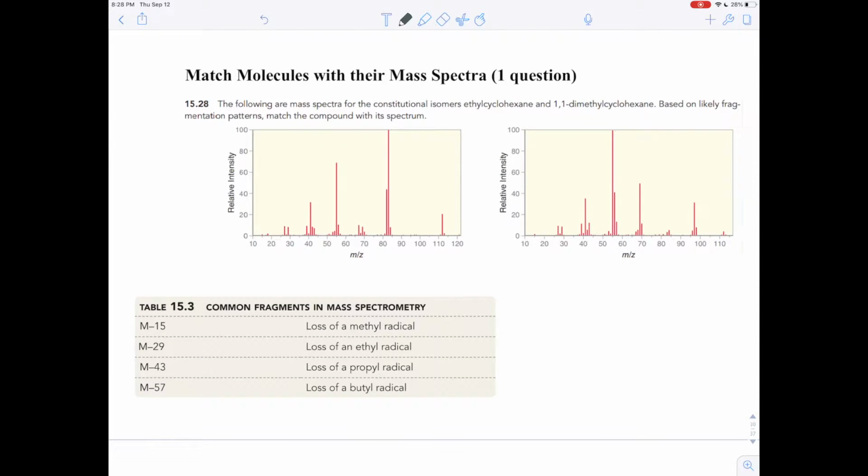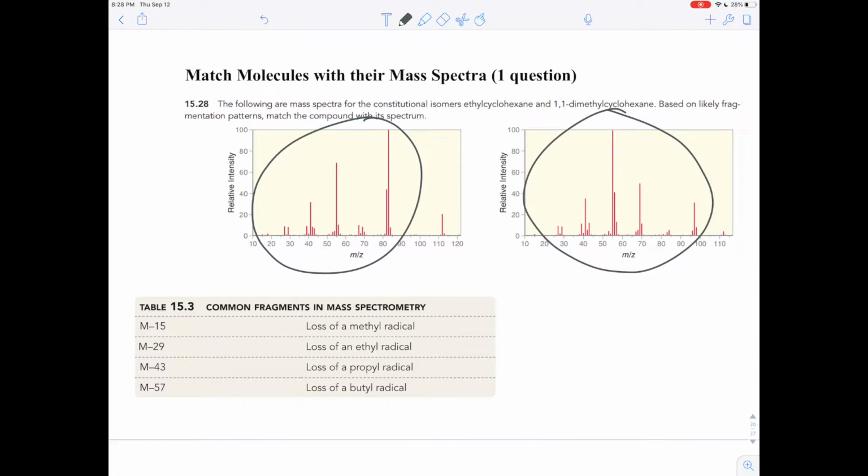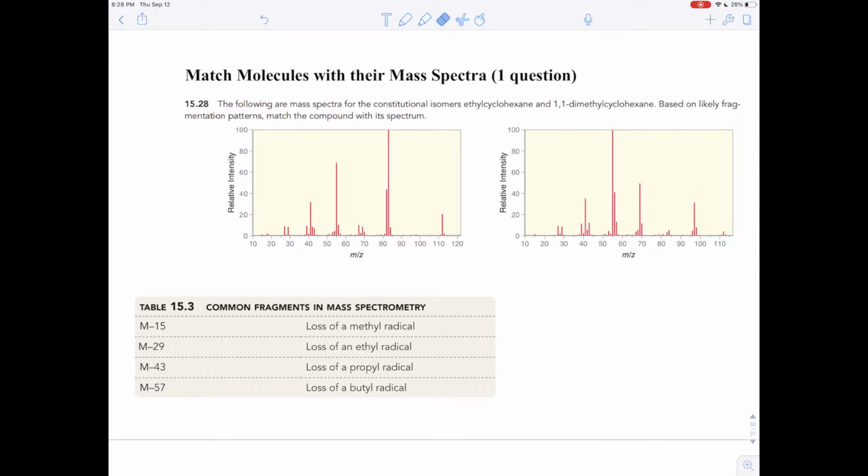Even if two molecules have the same molecular mass, and so have the molecular ion peak in the same place, you can still use mass spectrometry to tell the difference between them, because the fragmentation pattern of the rest of the peaks will be different in the two molecules. And so you can tell what sort of branches might have come off of different molecules in order to produce those peaks. And they'll be different for each molecule.